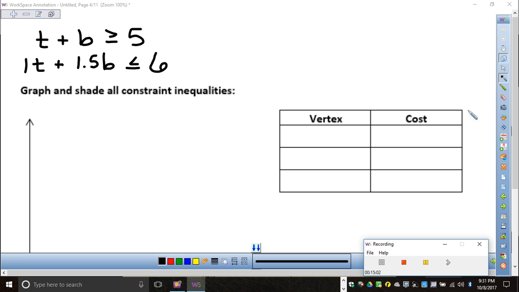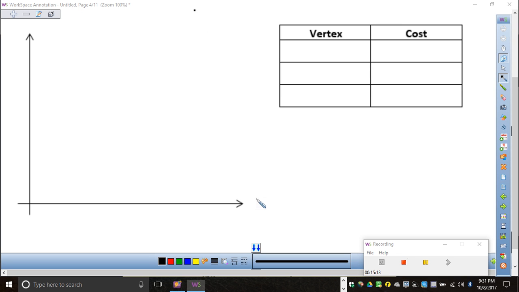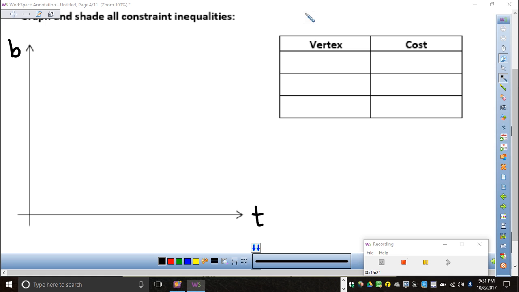Our next step is going to be to graph and shade our constraint inequalities. Let's first start by labeling our axes. So let's do T on the x-axis, let's do B on the y-axis. And so that means that when we set up our vertex points in our table, we're going to want to do them in the order T, comma, B.